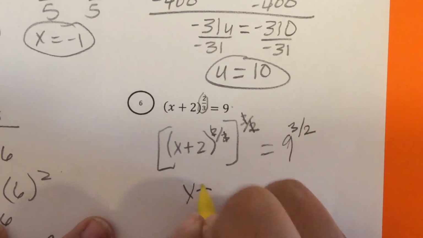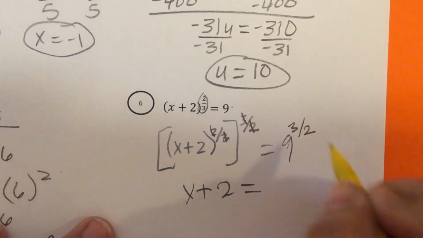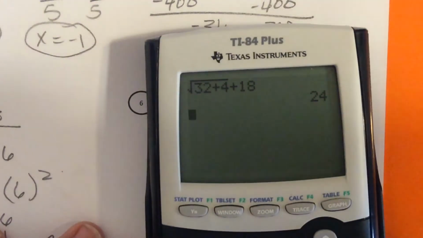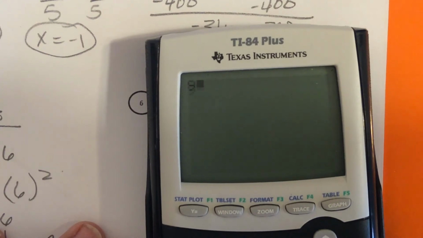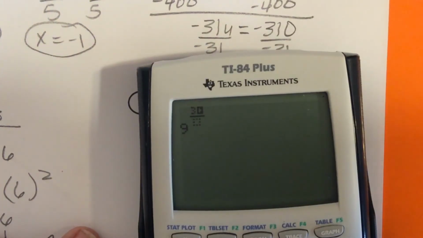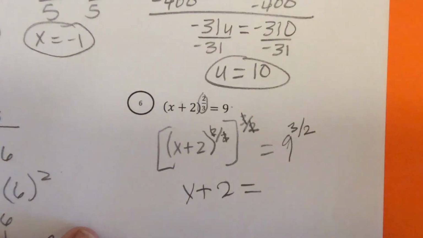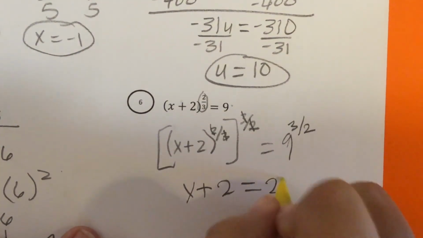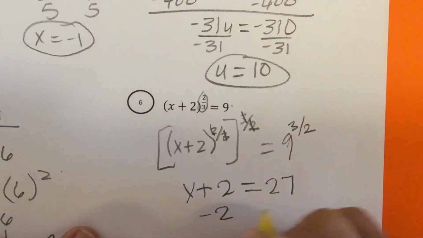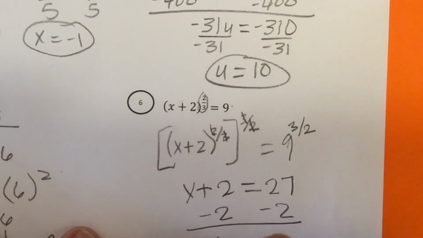The reason why we want to do that is because this cancels with this and this cancels with that. So you're left with x plus 2 is equal to, and then we're going to plug that into the calculator. You guys can use Desmos. Desmos works just the same. And we're going to plug in 9 to the 3 over 2. And you're going to get 27. Subtract the 2. So that's x equals 25.